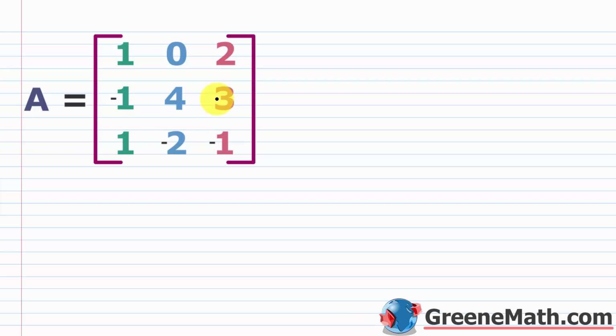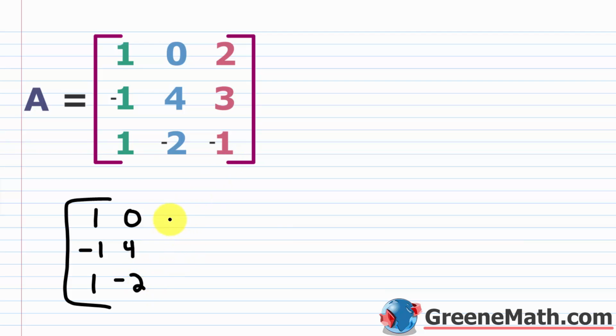So basically, I'm just going to copy this guy right here. And I'm going to say I have a 1, a negative 1, and a 1. A 0, a 4, a negative 2, and then I have a 2, a 3, and a negative 1. Okay, so that's the first part.